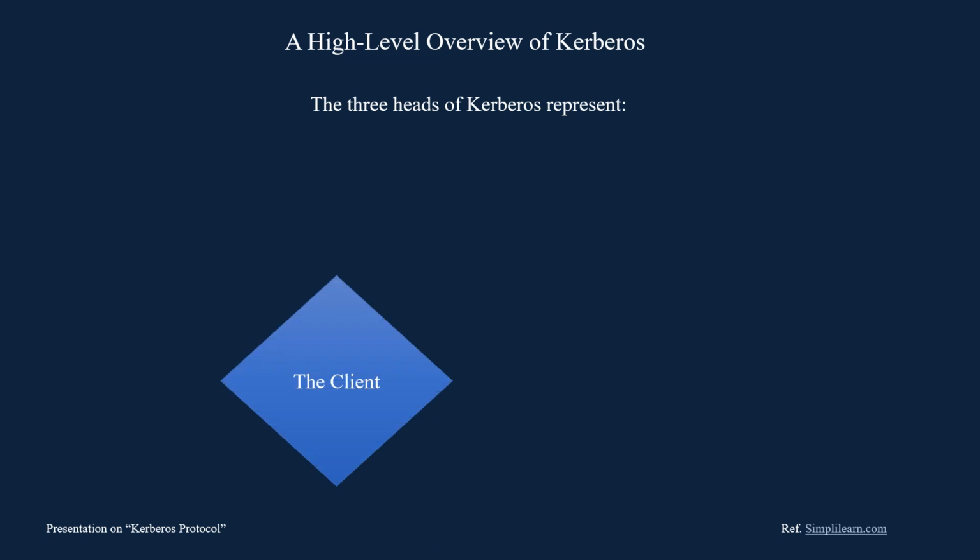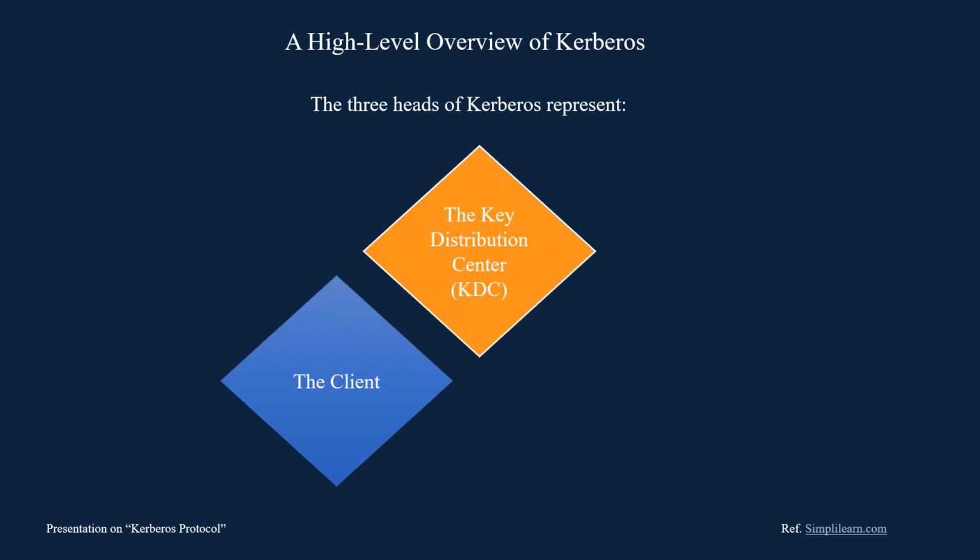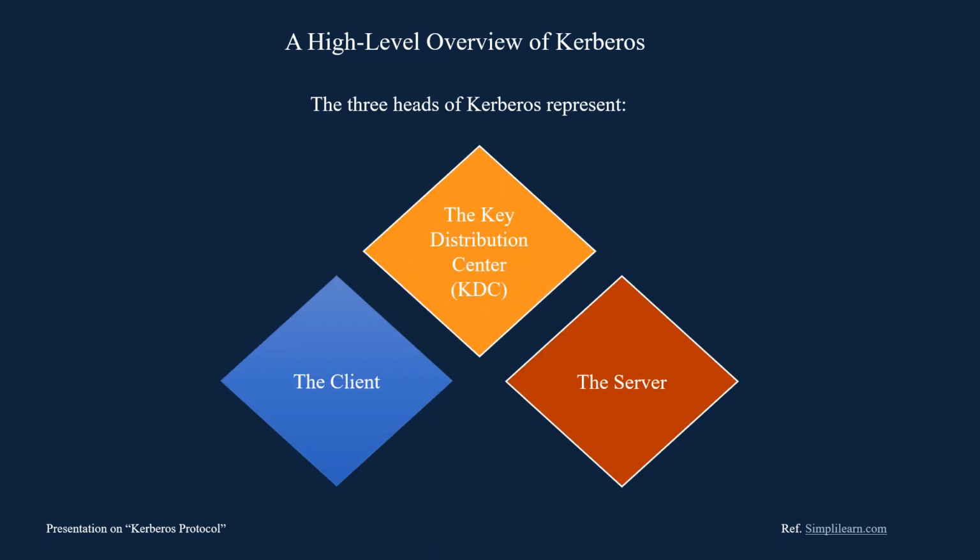The name Kerberos came from Greek mythology. In Greek mythology, the underworld lord Hades has a hound which guarded the gate of the underworld, and it had three heads and a tail. It had a bad temper, but here the three heads of Kerberos represent the client, the key distribution center, and the server.